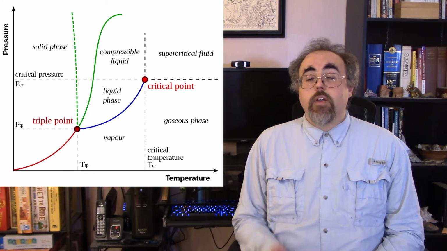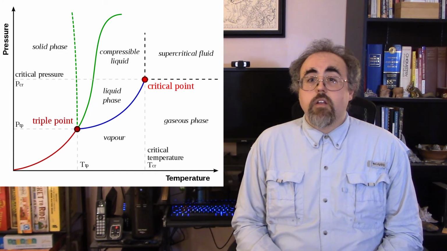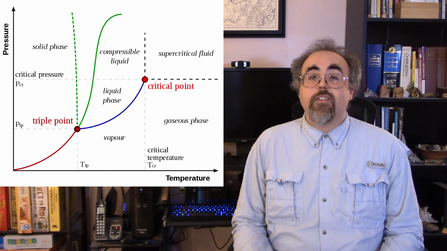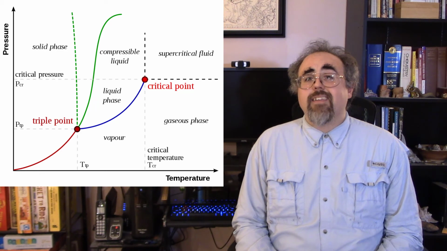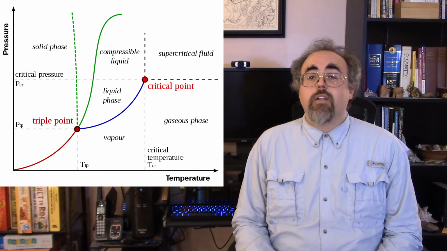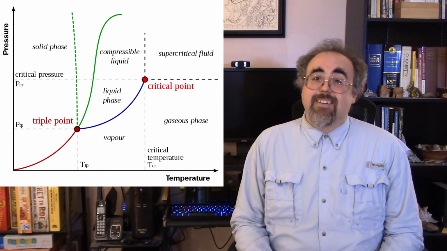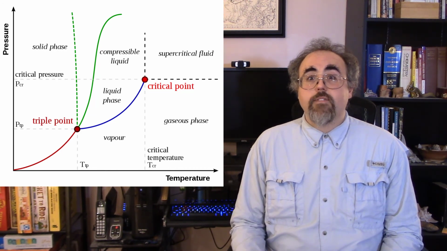I should point out there is one more phase that is quite often overlooked because it only happens under extreme circumstances, and that is a plasma. Plasmas are like gases, except they're bouncing around so hard that the electrons get knocked off. These things have to be ridiculously hot, but they definitely do exist.